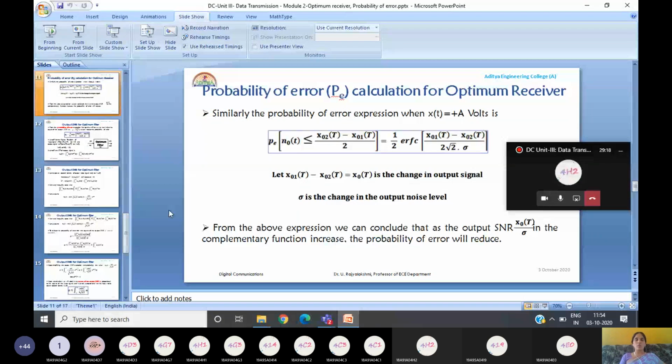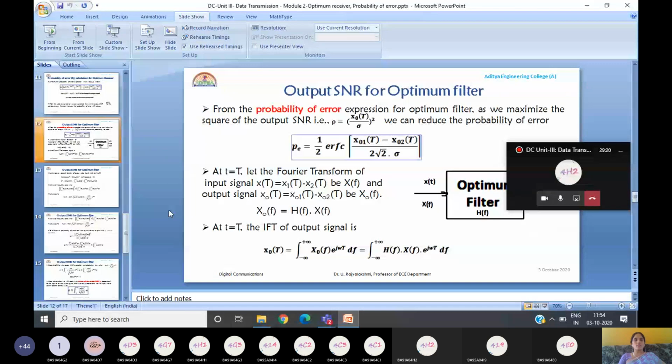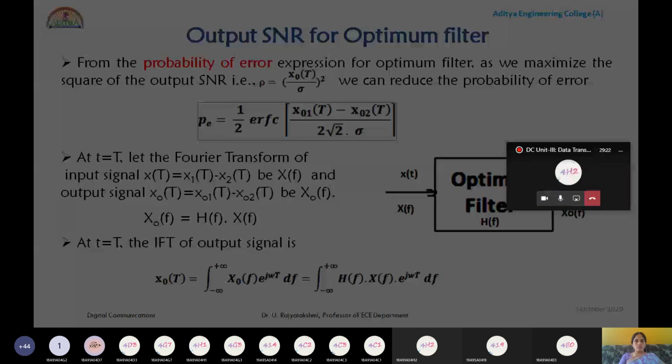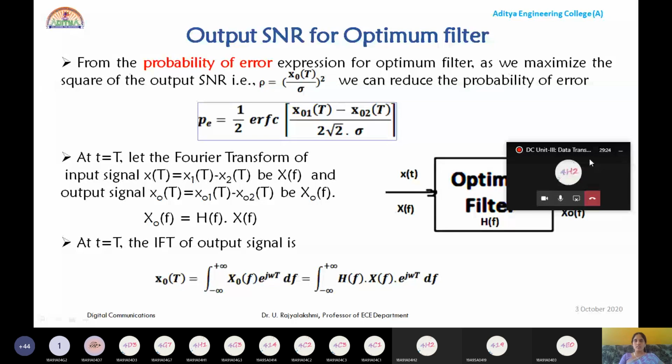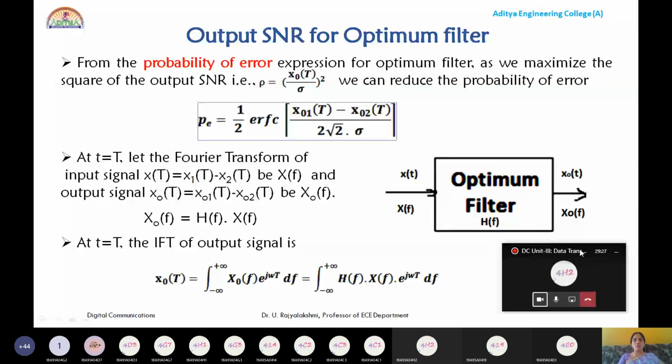Anyhow, I will modify the expression. Not the expression, the statement, there is something wrong in that, but you should know that there exists an inverse relationship between probability of error and output SNR.